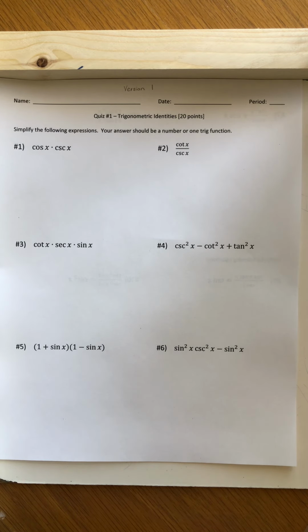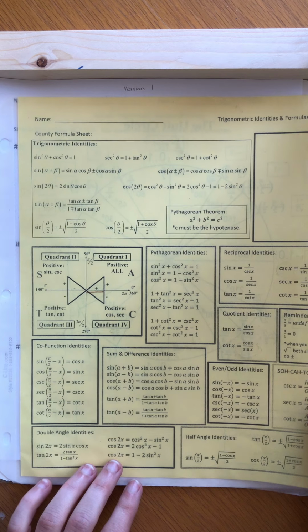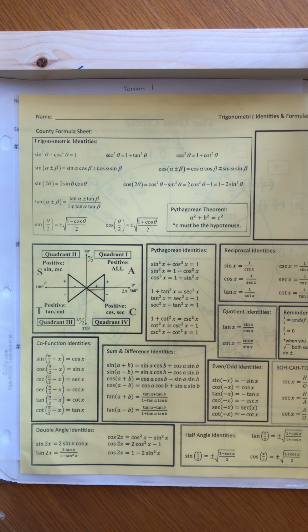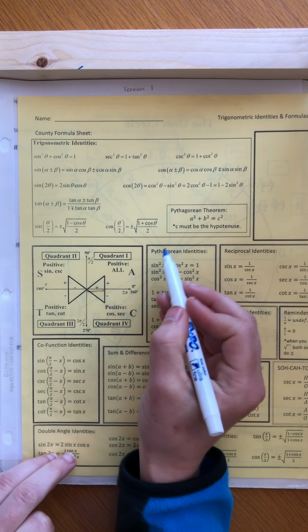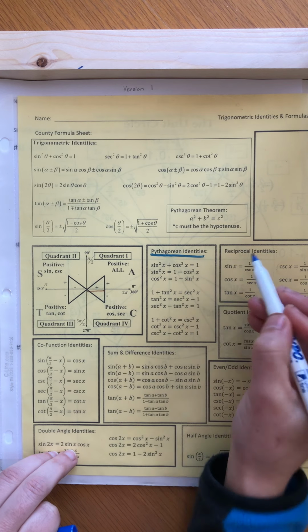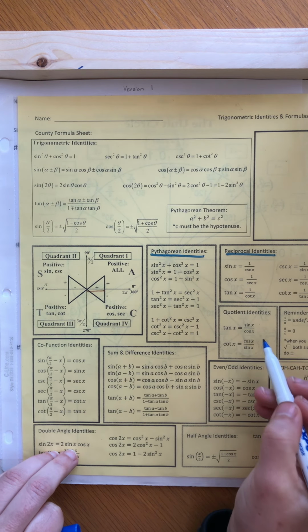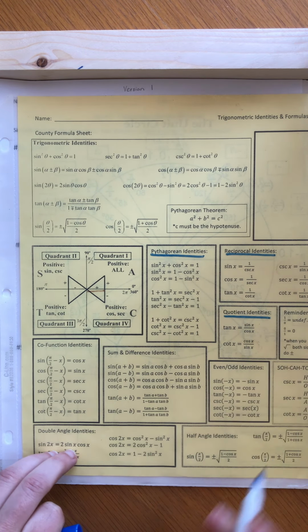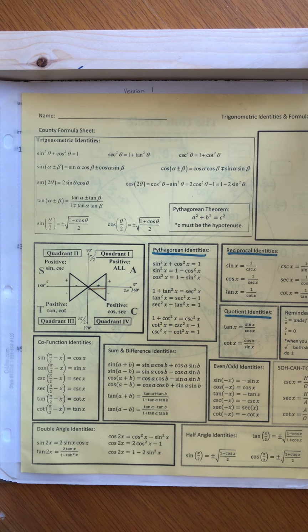In this video, we are going to go over how to do each of the problems for quiz number 1, version 1. You're going to want to have your formula sheet handy. We're going to be mainly dealing with the Pythagorean identities, the reciprocal identities, and the quotient identities.